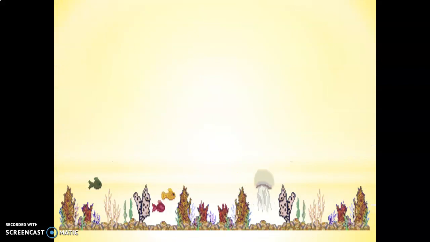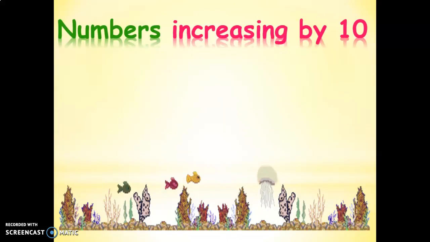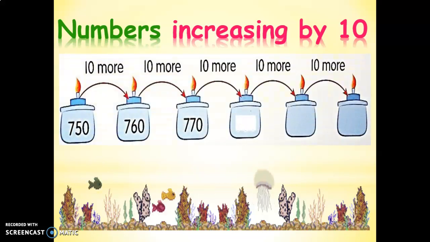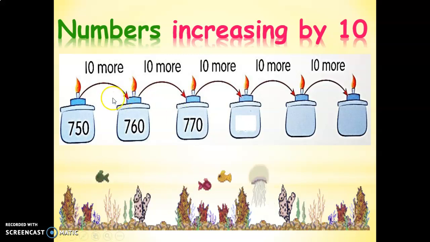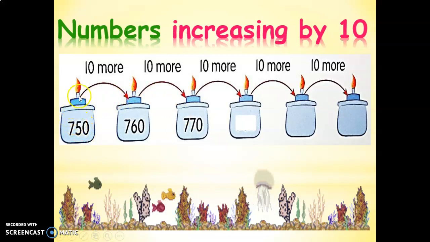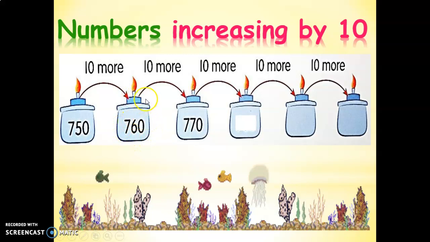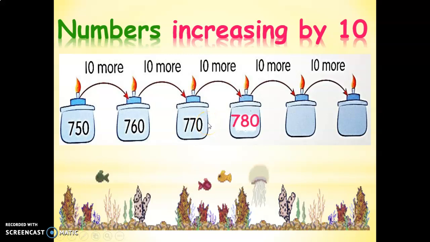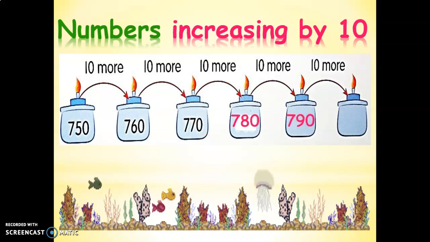Now let's have a few more examples for numbers increasing by 10. Try to think of the missing 3 numbers. So we have to do 10 more than the number before it. 750, 10 more than this is 760. 10 more is 770. The next 3 numbers are 780, 790, and the last one is 800.